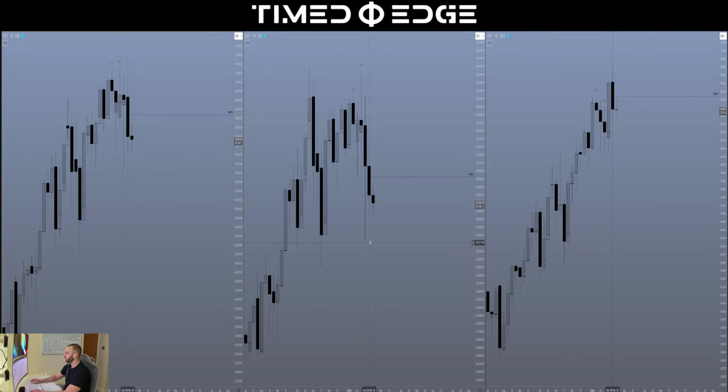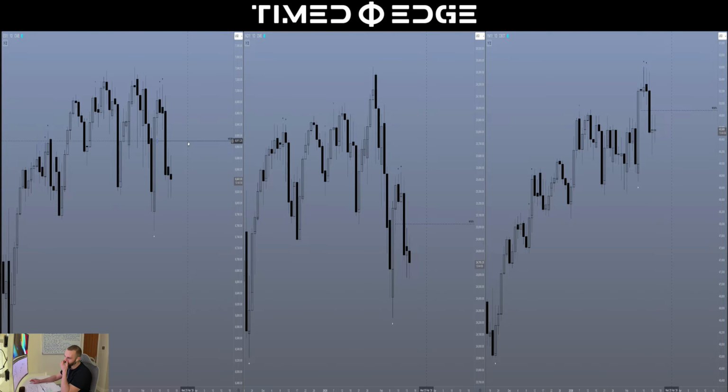Nice fair value gap, matches up with a weekly mean reversion or equilibrium, however you want to call it. I'll probably say both. Yeah, also matches up with this daily balanced price range, right? We've got fair value gap both sides, balanced price range. Not there, just a fair value gap.